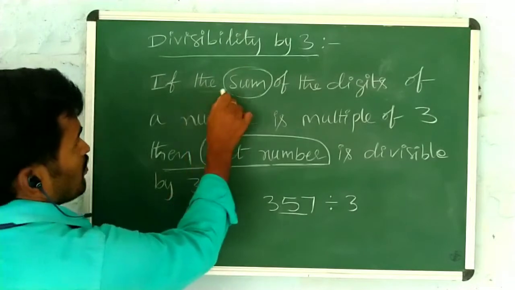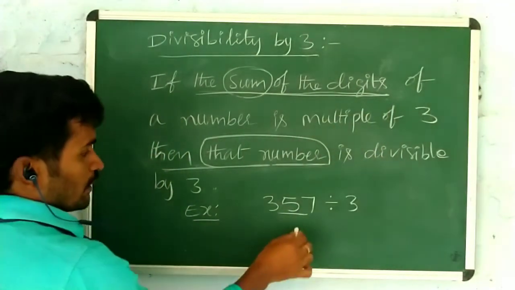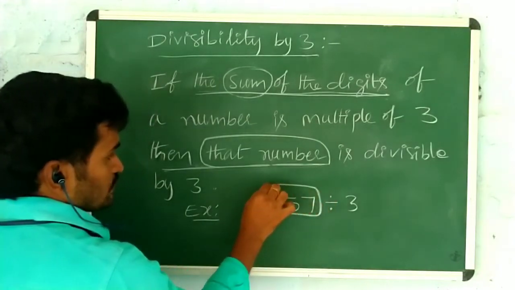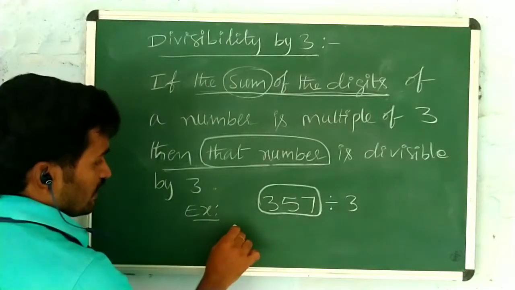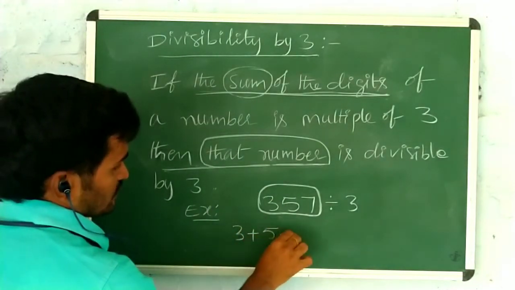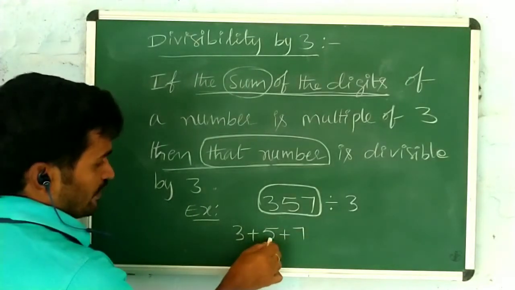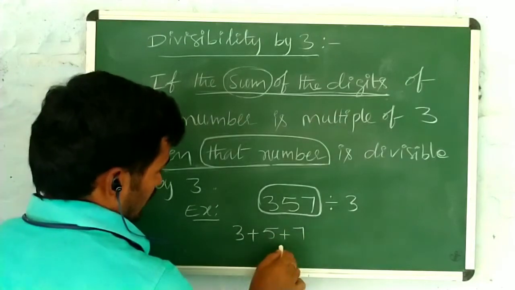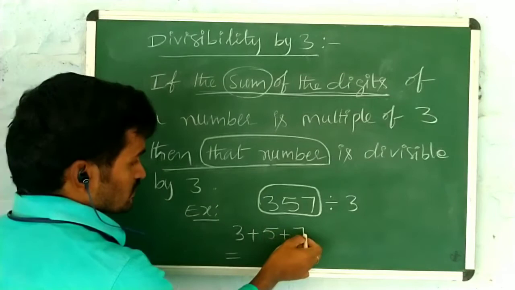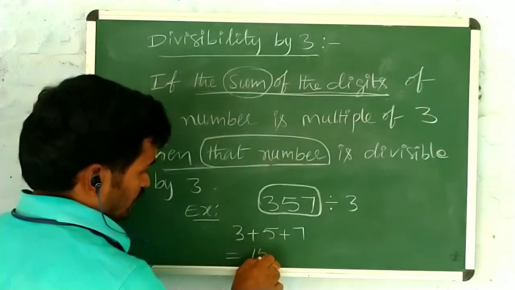The sum of the digits means the digits that are there in the given number. Sum means addition. Add those digits. 3 plus 5 plus 7. What is the answer? 3 plus 7 is 10, 10 plus 5 is 15.